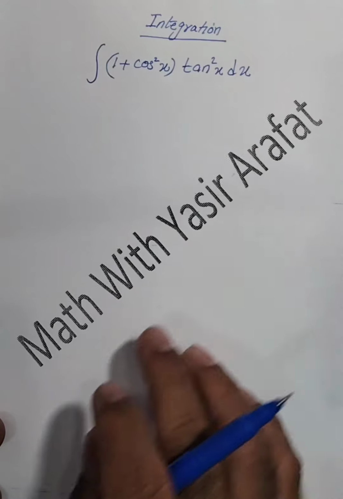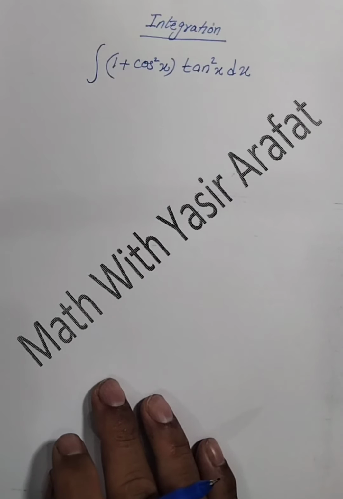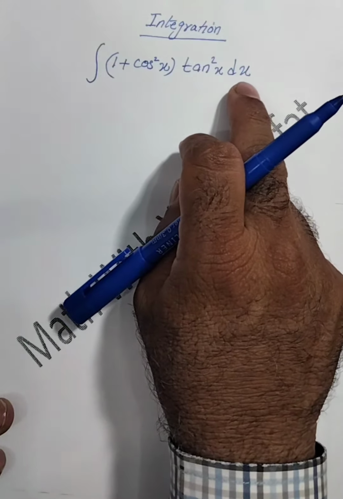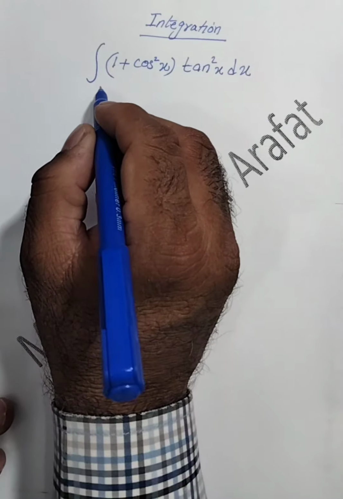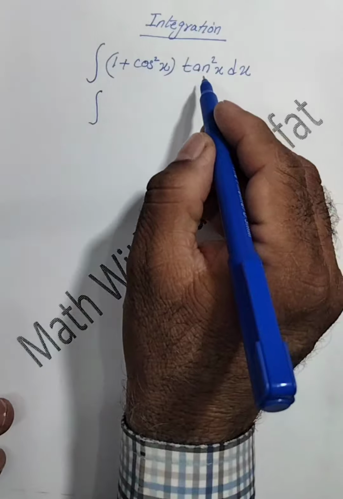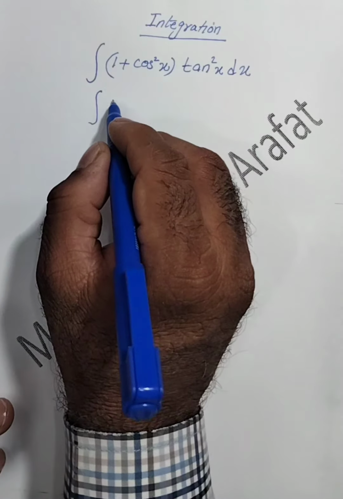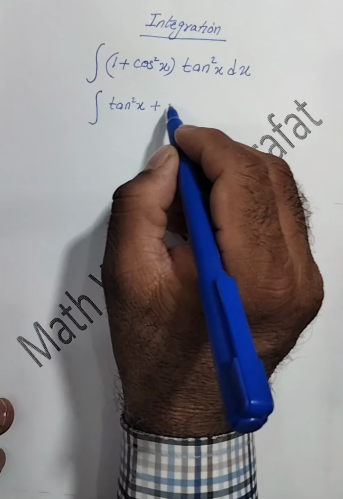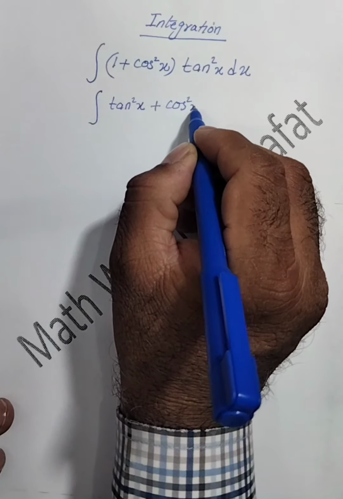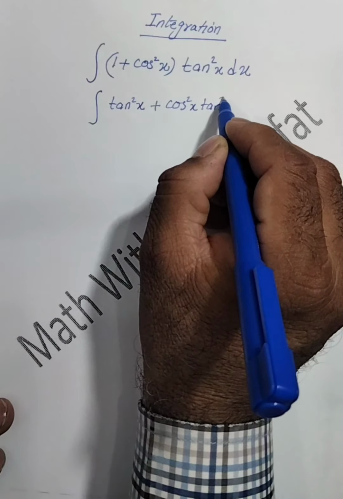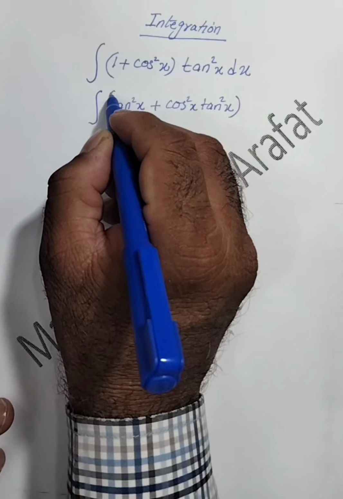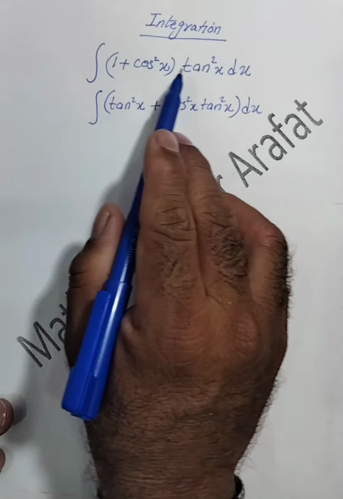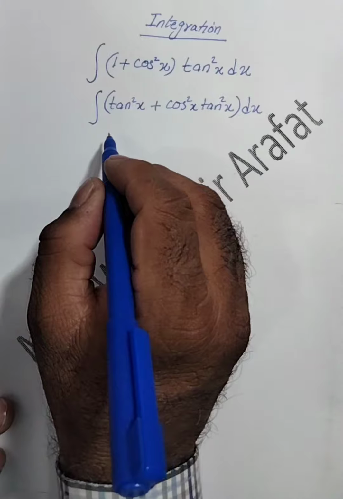You are watching Math with Yasir Arfat, and we are going to discuss a very important integration here, that is the integral of (1 + cos²x) tan²x dx. So what strategy do we have to use here? Let's start. Tangent square x will be multiplied by 1, plus tangent square x multiplied by cos square x, of dx.